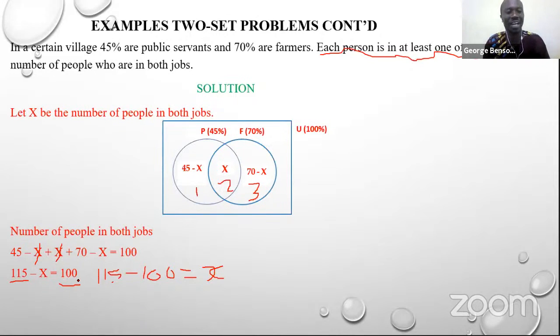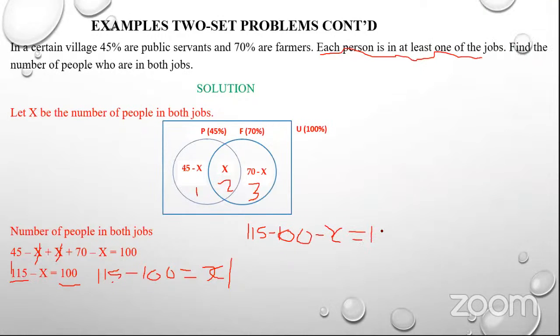So I'll subtract 100 from both sides. When I subtract 100 from both sides, let me write it down here. It will be 115 minus 100, don't worry, then minus x, is equal to 100. You see, it's an equation, so whatever I do to the left hand side, I must do the same to the right hand side. Minus 100.